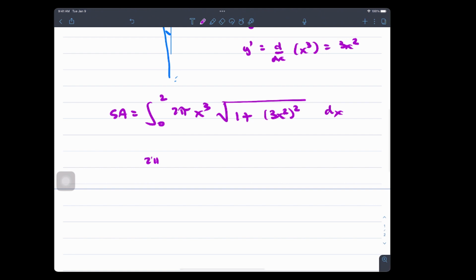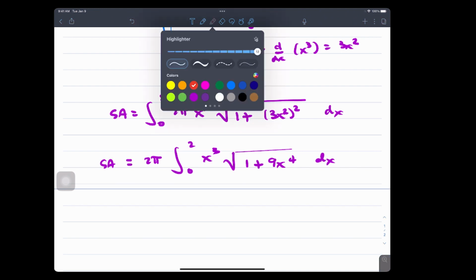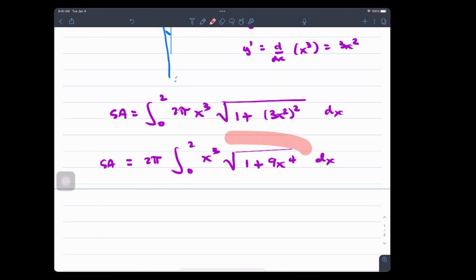And I can pull out the constant 2 pi. And now, ladies and gentlemen, this is 1 plus what? Is that 9x to the 4th? Okay, dx. So here's what I want to remark again. I said it already, but remember what I said? Don't just put any function for y and rotate it any way you like. If you do that, you can head into some trouble. Meaning, what you get, you may not be able to integrate.